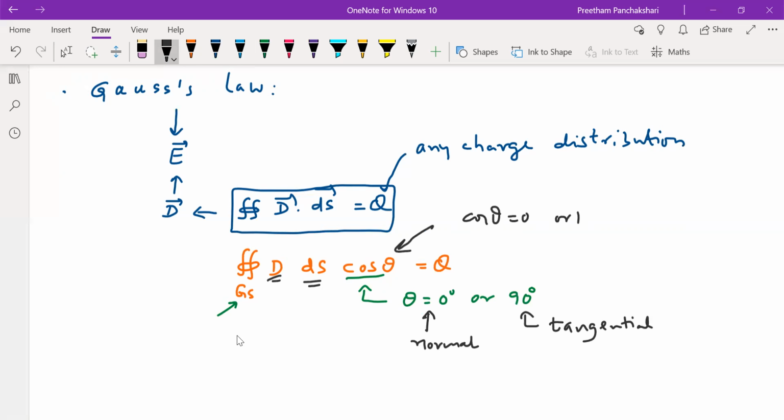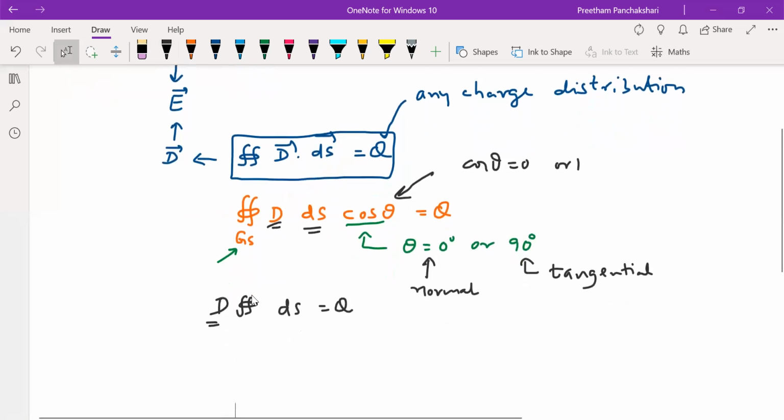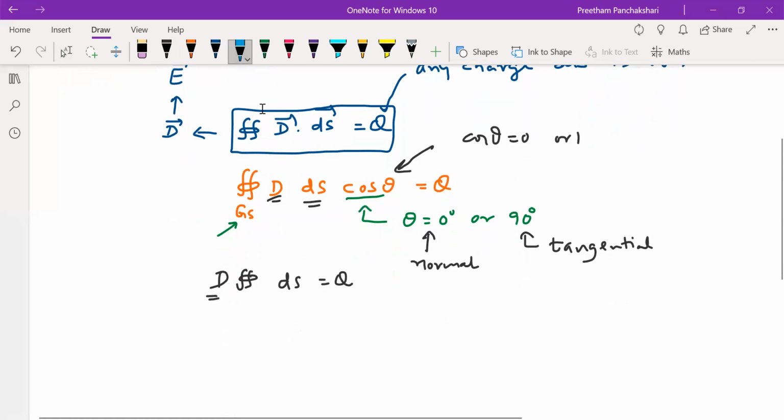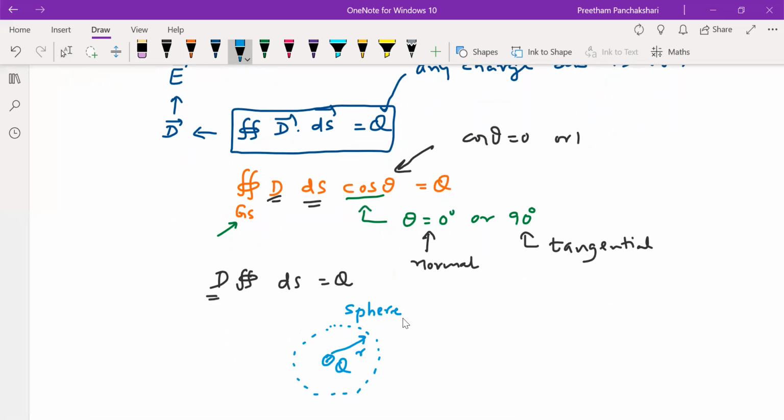Now in the second step of evaluation, we see to it that D becomes constant in the Gauss law. To make D constant over the closed surface, we have to visualize the closed surface symmetrically about the charge distribution. Then only D becomes constant. For example, if you have a point charge Q, then the Gaussian surface to be constructed around the point charge must be a sphere having the charge at the center. Then the spherical surface becomes symmetric about the point charge, and D becomes constant on this closed surface.